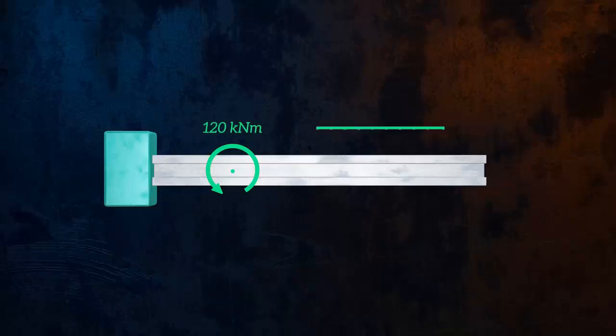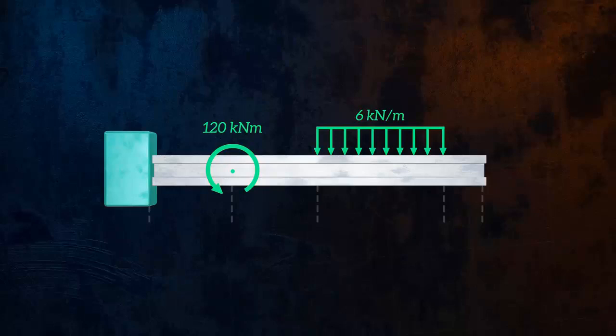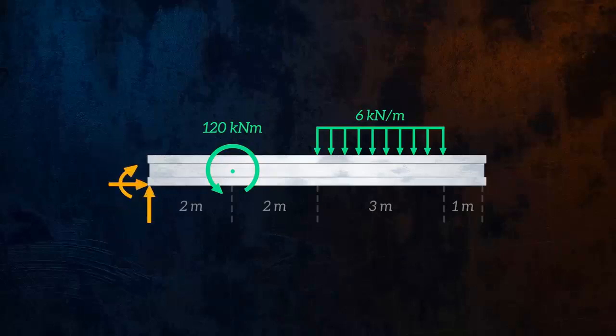Here we have a cantilever with an applied concentrated moment of 120 kilonewton meters and a distributed force of 6 kilonewtons per meter. Again, we start by drawing the free body diagram. Because the support is fully fixed, we have vertical and horizontal reaction forces, Ra and Ha, and reaction moment, Ma.